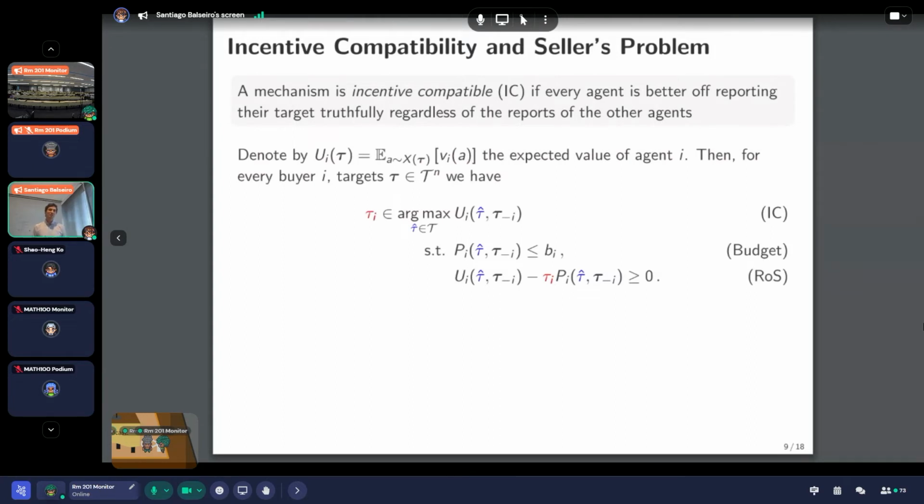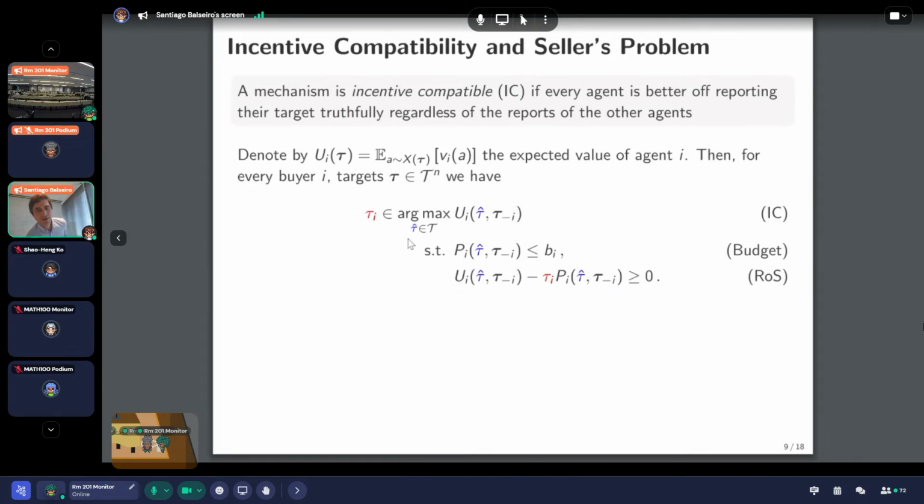Let us denote by U_i(tau) the expected value of an agent if everybody reports tau, and I'm using allocation X. It's just an expectation over the lotteries when everybody reports tau. Then each buyer should be better off reporting its target. So in this problem, if my true target is tau, then I should be better off reporting my target. This is the expected value I get, subject to the budget constraint and the return on spend constraint.